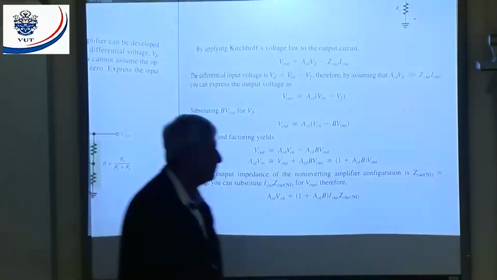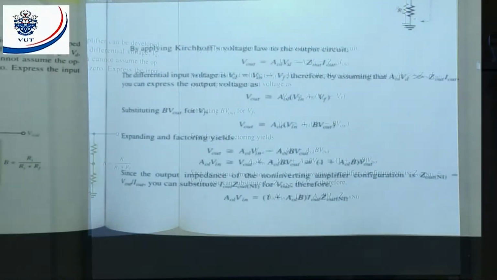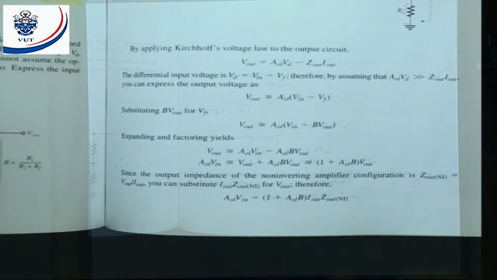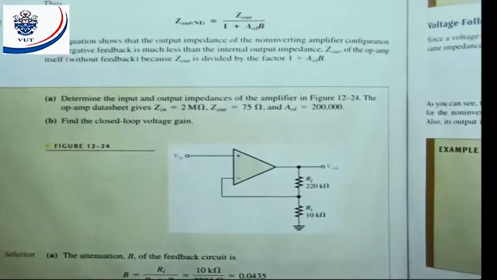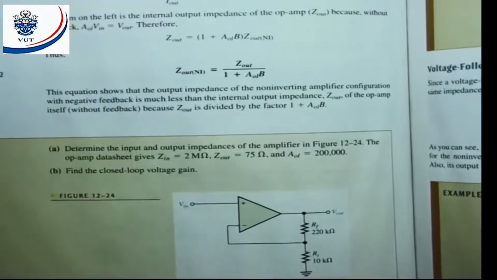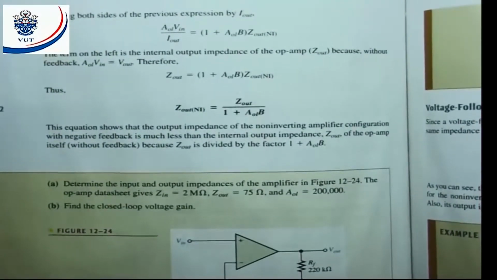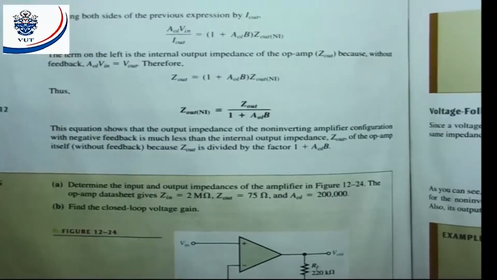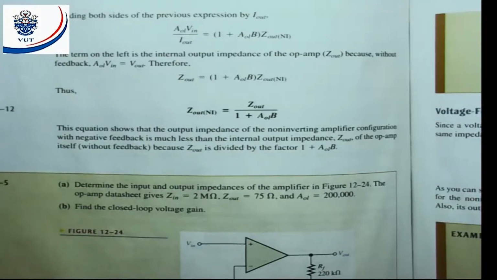Now we divide right through by I out, both sides. Then I get the open loop gain times V in divided by I out is equal to 1 plus the open loop gain times my attenuation, times Z out of a non-inverting amplifier. The term on the left is the internal output impedance of the op amp, Z out, because without feedback, the open loop gain times V in is equal to V out. Therefore, we can state that Z out is equal to 1 plus the open loop gain times my attenuation times Z out of a non-inverting amplifier.